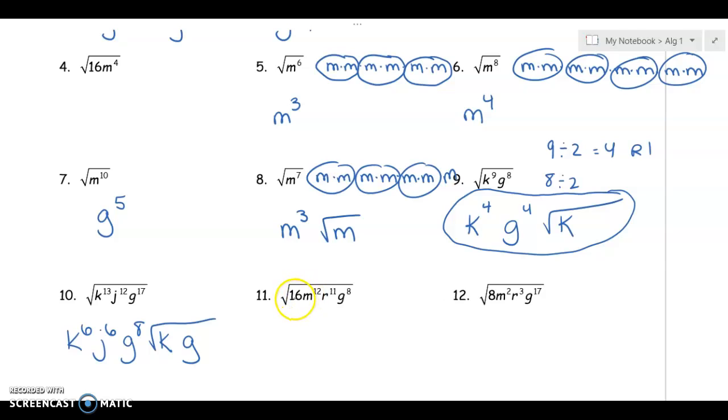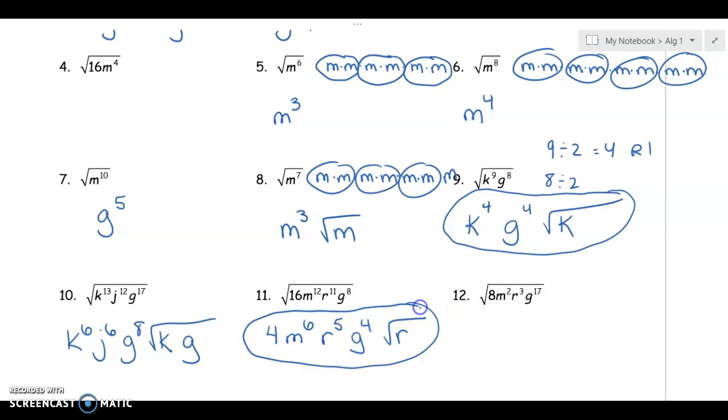For this one, we've got a number, square root of 16. That's a perfect square. Don't need to do a factor tree. It's 4. M to the 12th, just take 12 divided by 2. You're going to get 6. No leftovers. 11 divided by 2 is going to be 5, and there will be 1 left over. And then 8 divided by 2, that's going to be 4, and there's no leftovers because it's even. And so there's your answer.